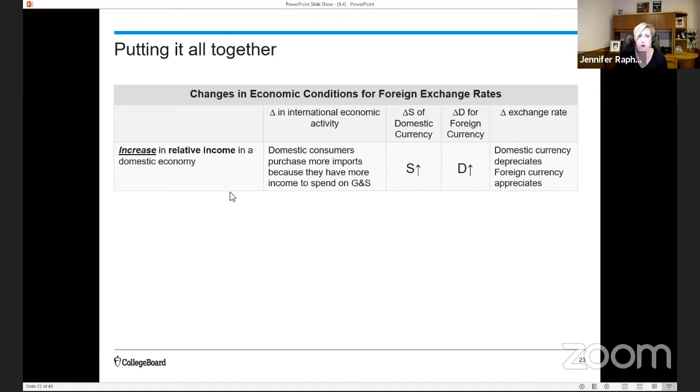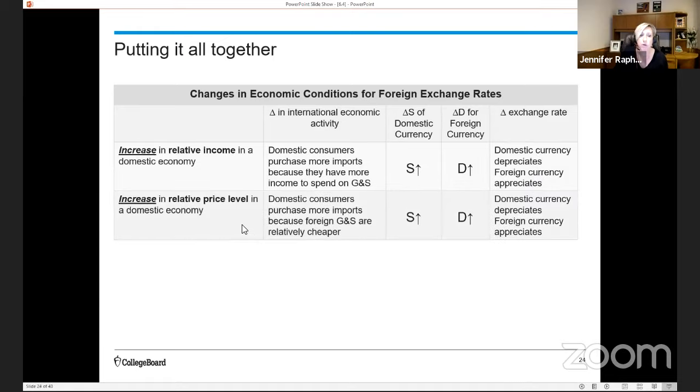You want to be able to walk through, but make sure you're going very systematically through this reasoning. I did the same thing, an increase in the relative price level. This is just a review of what we saw in the graphs. Once you get really comfortable with this reasoning, you don't necessarily need a graph, but I would recommend that you always give yourself a little sketch. If you're increasing the supply or you're increasing the demand, how are the currency values changing?